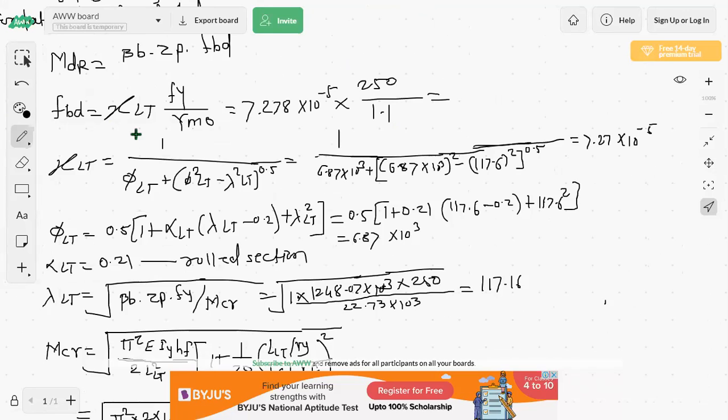Correct. Deshmukh has given the correct answer again. 35 division A. Okay. 7.28, correct. Now put this zeta LT value in the FBD formula.